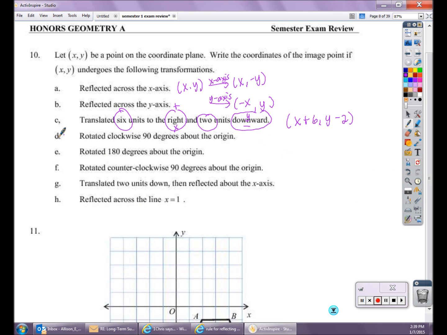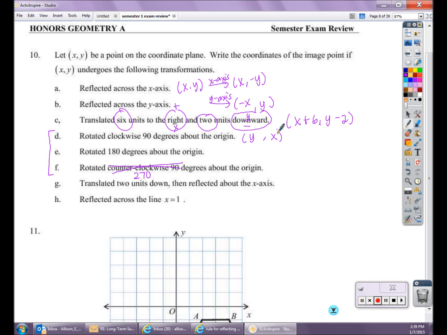All right, rotations are the next 3. All right, for rotation of 90 and 270, when it says counterclockwise 90, I kind of cross that off, and I write 270. Okay, 90 counterclockwise is the same as a 270. So for a 90 degrees clockwise, you switch them.